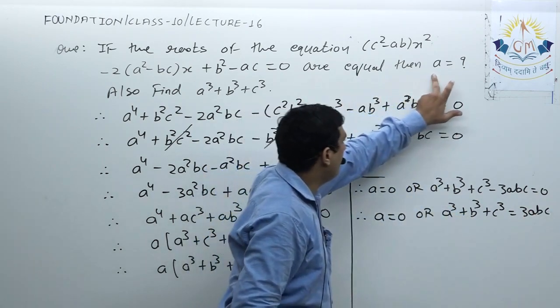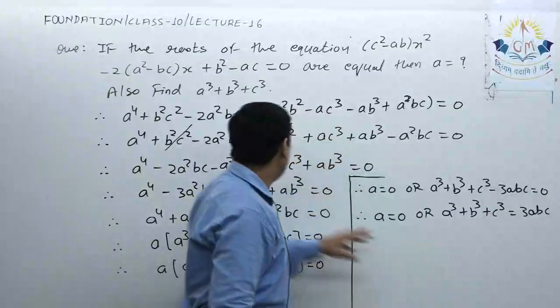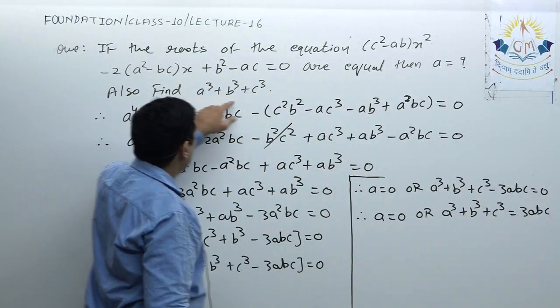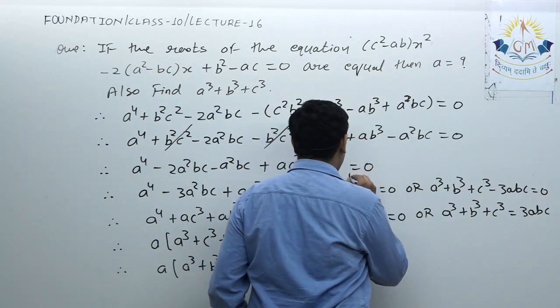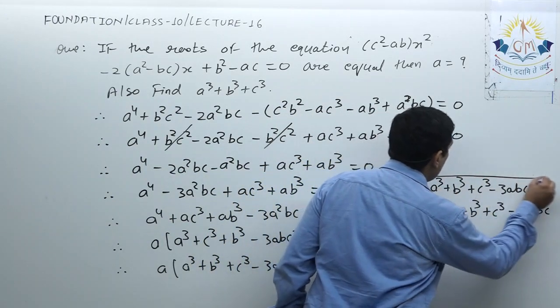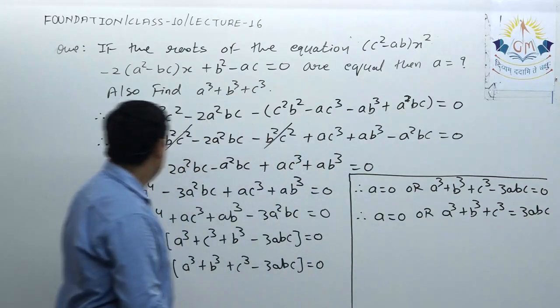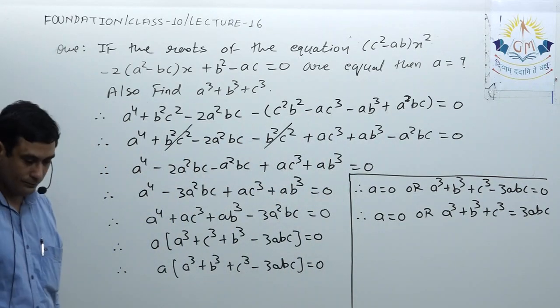That was the question. We have to find the value of a, so it might be 0, and the value of a cube plus b cube plus c cube is equal to 3abc. So it is my final answer. Please note it down, then we'll see the next question.